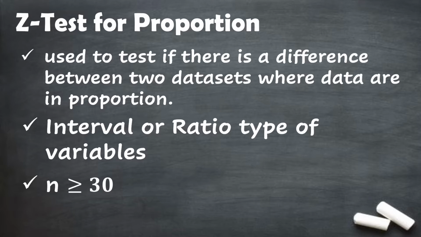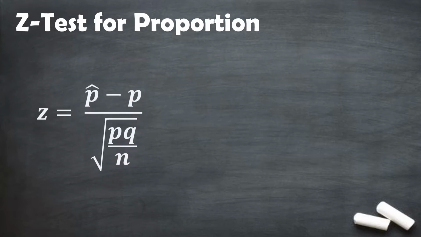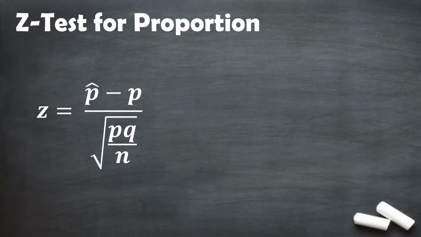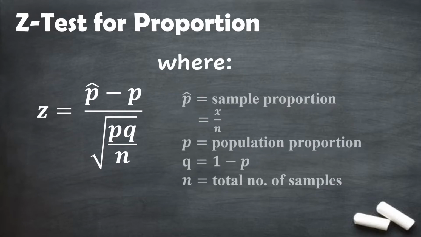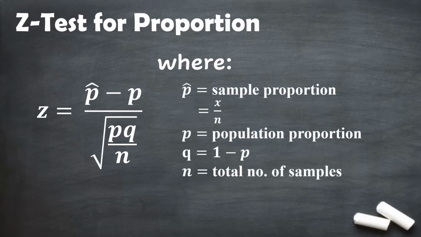The formula for z-test for proportion is p hat minus p all over the square root of the product of p and q all over n, wherein p hat stands for sample proportion, and p is equivalent to population proportion, and then q is equivalent to 1 minus the population proportion, and n is equal to the total number of samples.